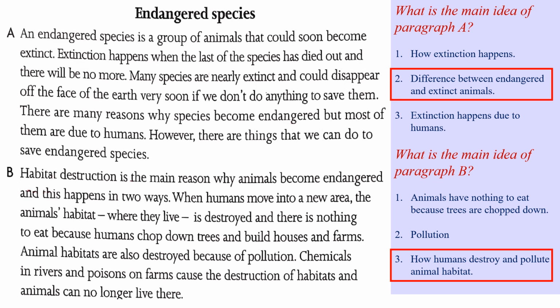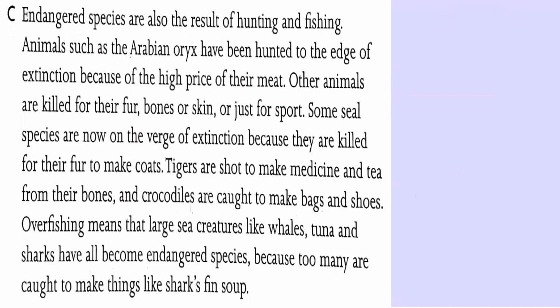Let's move on to the next paragraph. Paragraph C. Endangered species are also the result of hunting and fishing. Animals such as Arabian oryx have been hunted to the edge of extinction because of the high price of their meat. Other animals are killed for their fur, bones, or skins, or just for sport. Some seal species are now on the verge of extinction because they are killed for their fur to make coats.